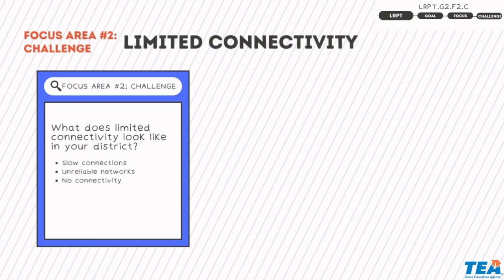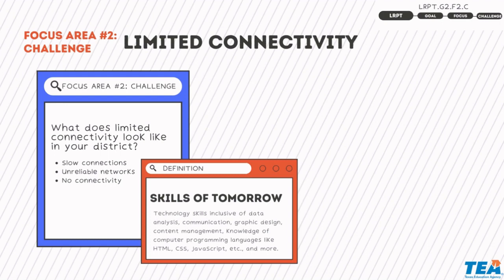The challenge for this focus lies in consistently overcoming limited connectivity. This can look like slow connections, unreliable networks, no connectivity, or all of the above. Thinking through what your student population experiences the most when trying to connect, what is the most common type of limited connectivity in your district?